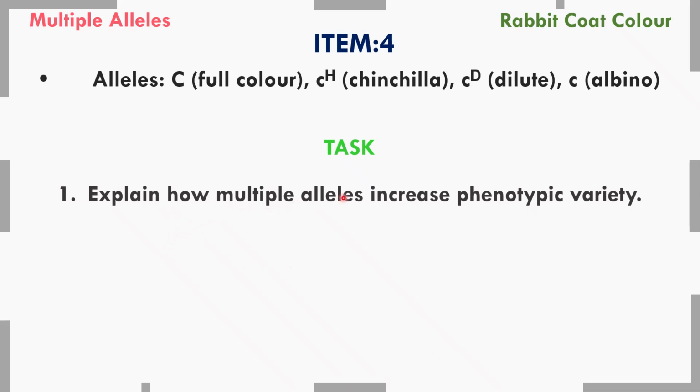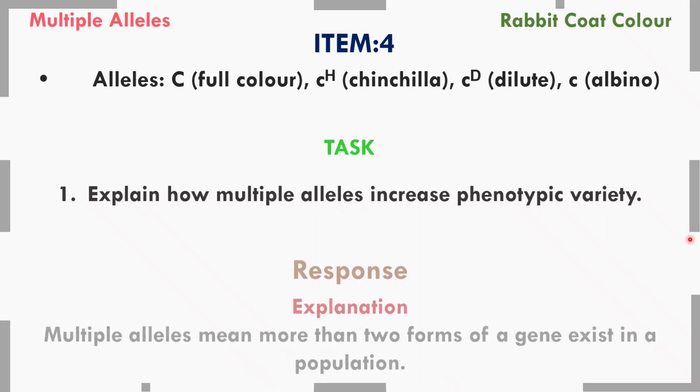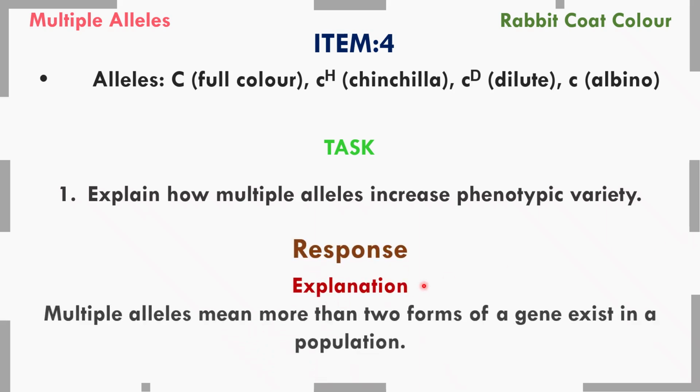Explain how multiple alleles increase phenotypic variety. Explanation. Multiple alleles means more than two forms of a gene exist in a population.